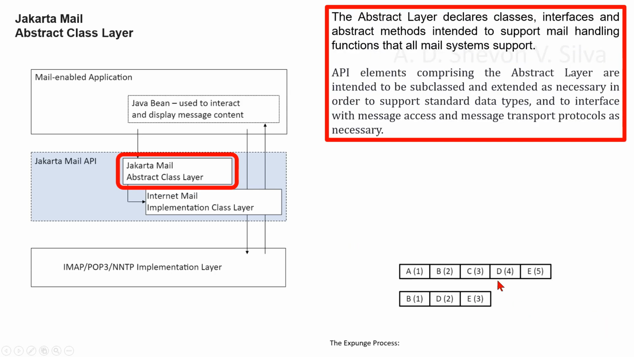Now we are considering the expunge process. Deleting messages from a folder is a two-phase operation. Setting the deleted flag on messages marks them as deleted, but it does not remove them from the folder. The deleted messages are removed only when the client invokes the expunge method on that folder object. The folder object then notifies the listeners by firing an appropriate message event.